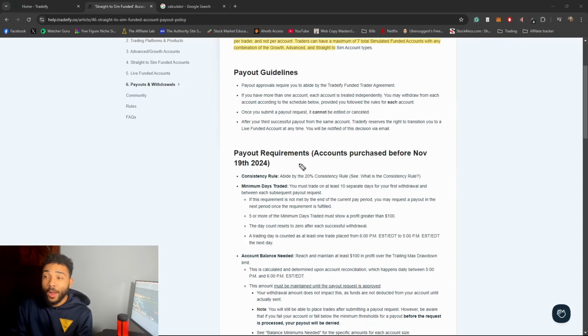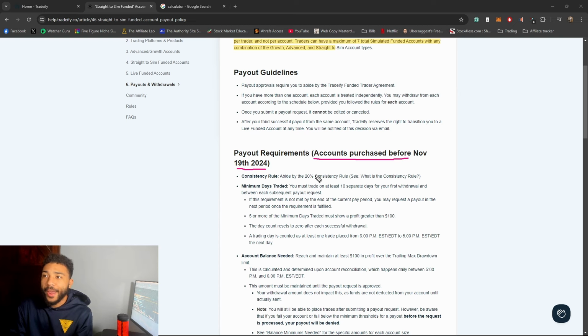Tradify has updated their payout requirements. So any account that's been purchased before November 19th of 2024, you're going to fall into the old rules. So you're grandfathered in. After the 19th, you're going to be in the new rules. So right now it's October 30th. So if you buy an account from now until the 19th, you'll be under the old rules. And then anything after that, you're going to have to go to the new rules. So you're really going to want to be aware of what rules you fall under when you purchase the account.